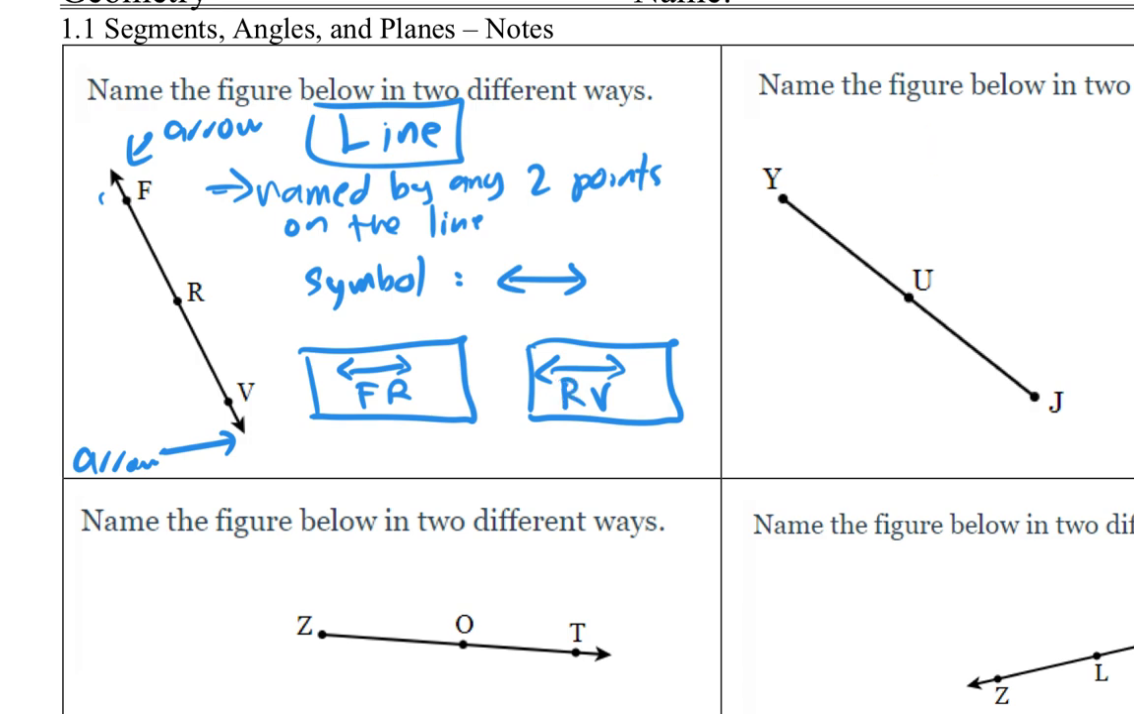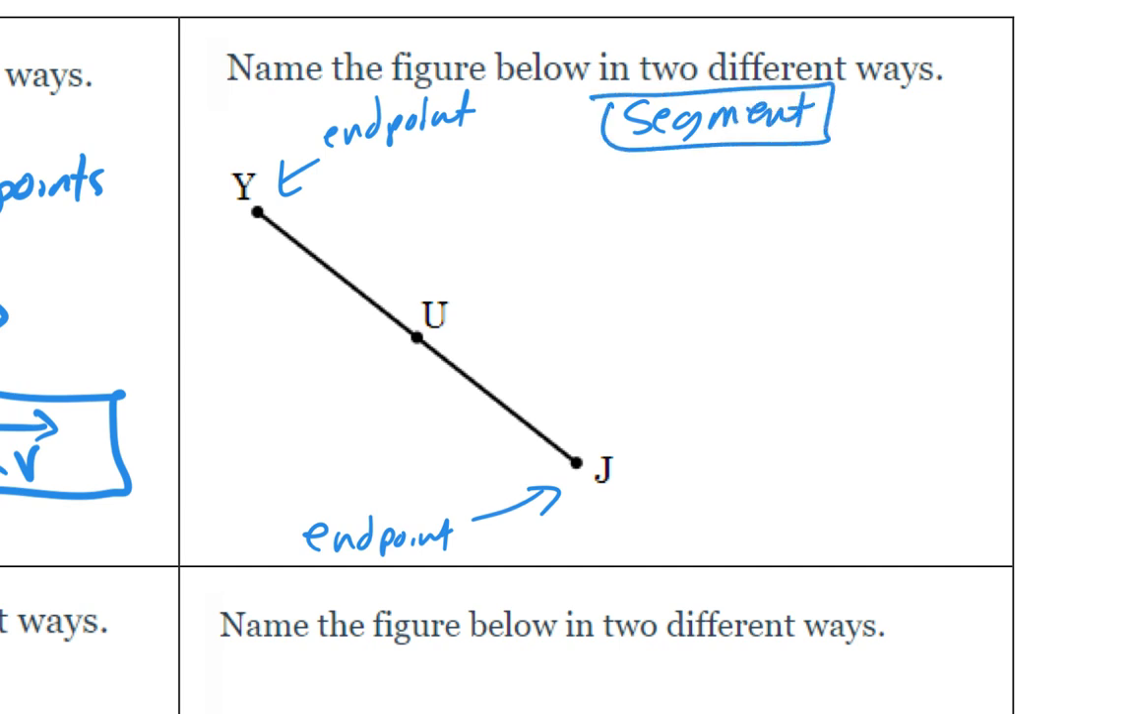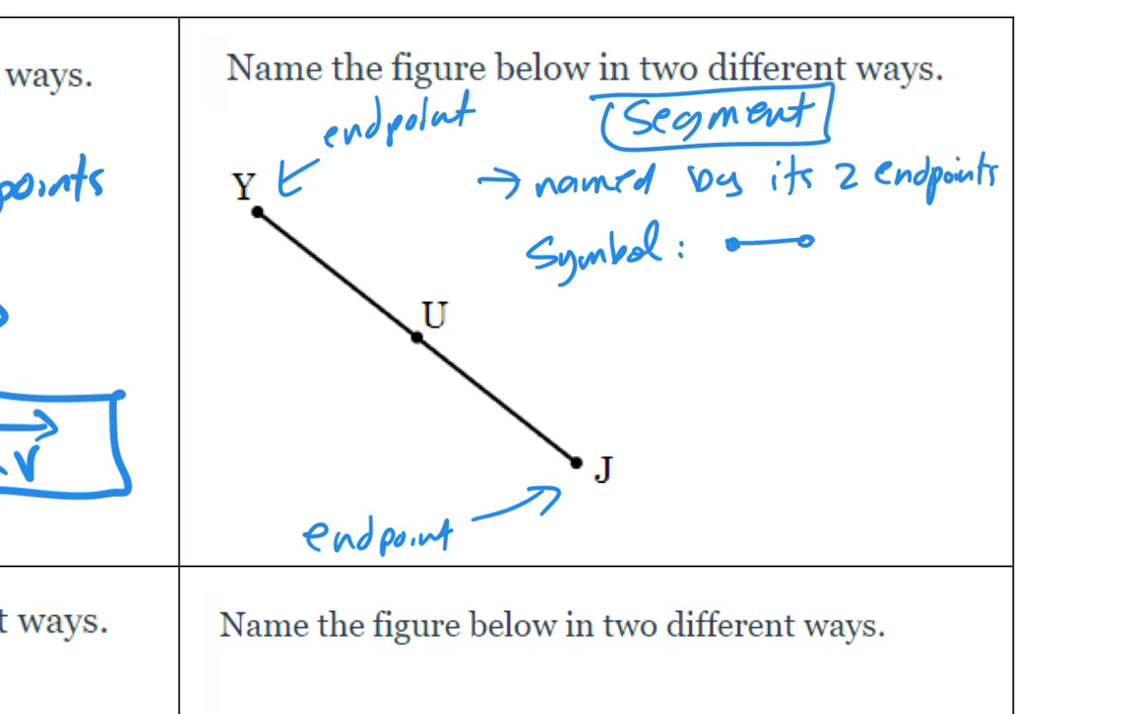All right, so next, let's look at this right over here. What do we notice? It has an endpoint and an endpoint, right? So we're going to call this a segment, right? Okay, and a segment is named by its two endpoints. Okay, so the symbol that we're going to use is going to be this one right here.